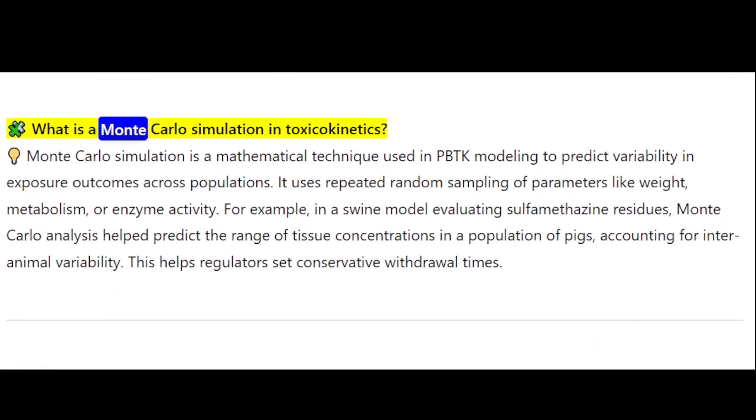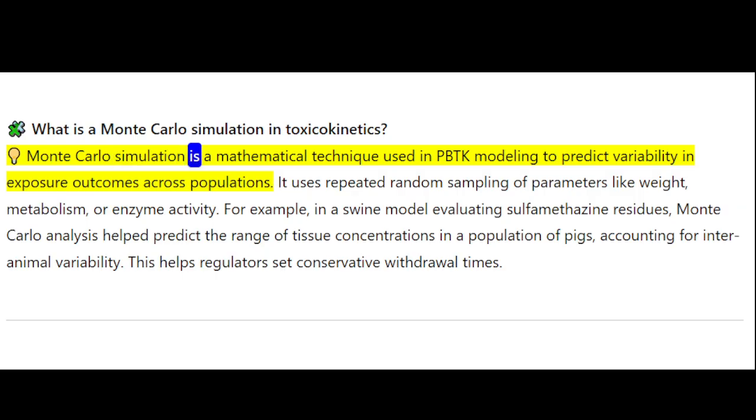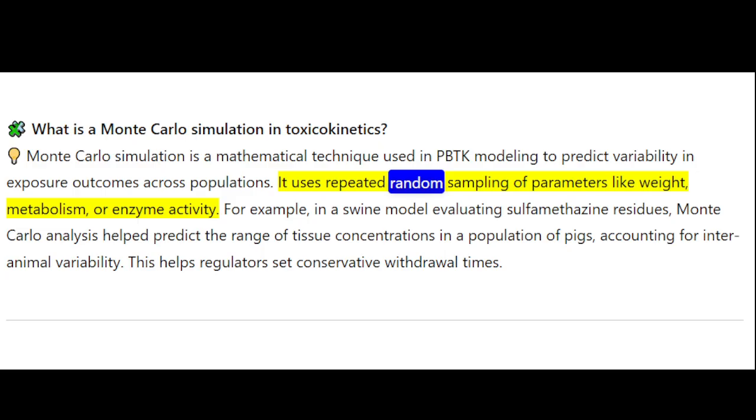What is a Monte Carlo simulation in toxicokinetics? Monte Carlo simulation is a mathematical technique used in PBTK modeling to predict variability in exposure outcomes across populations. It uses repeated random sampling of parameters like weight, metabolism, or enzyme activity.